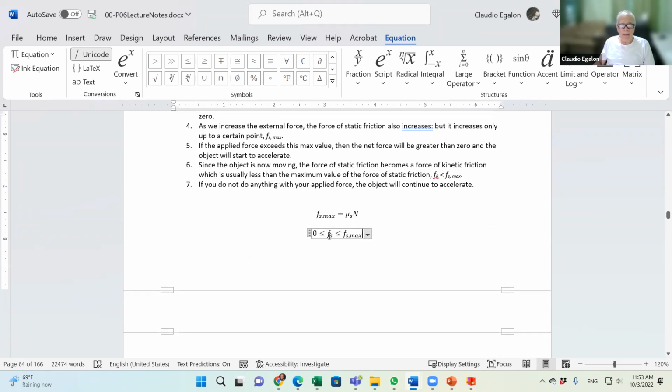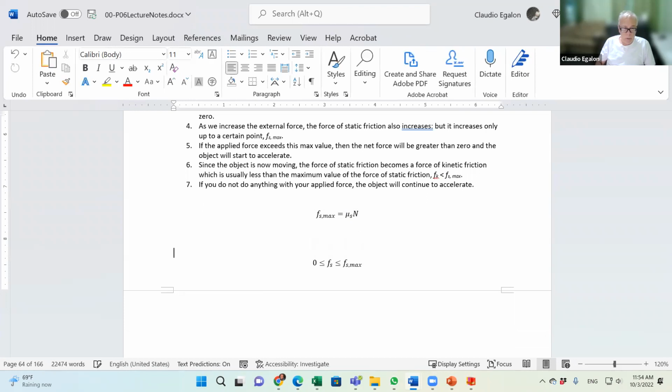Okay, so the force of static friction has this spectrum of values between 0 and the maximum value. And the maximum value is given by this equation. What you have to know is that it depends on the normal force, but also on a parameter that we call the coefficient of static friction. Let me write that down here. Mu sub s.